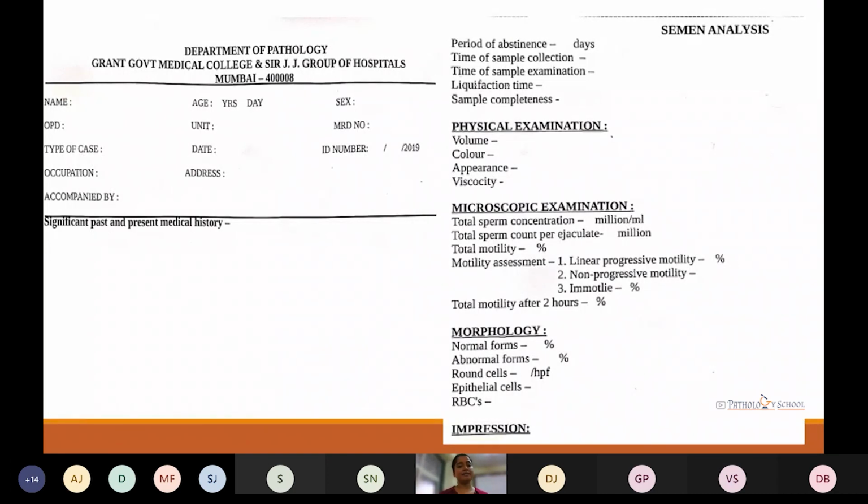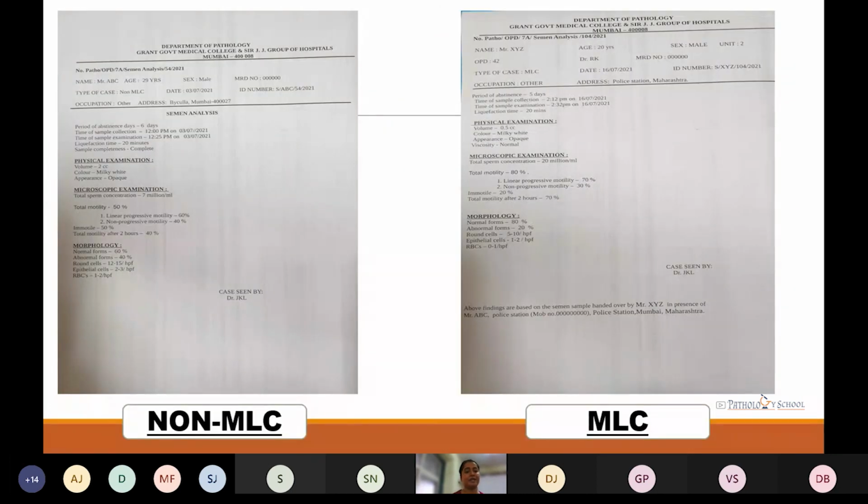There will be the period of abstinence, time of sample collection, time of sample examination, liquefaction time, and sample completeness. Then we do the physical examination, in which we measure the volume, color, appearance, and viscosity. Then we write the microscopic examination. We see the total sperm concentration, total sperm count per ejaculate, which is in millions, total motility, then motility assessment, which is linear progressive motility, non-progressive and immotile. Then the total motility after 2 hours is also measured. Then we see the morphology, in which we have normal forms, abnormal forms, round cells, epithelial cells, and RBCs, and lastly the impression. This is how the basic report looks nowadays.